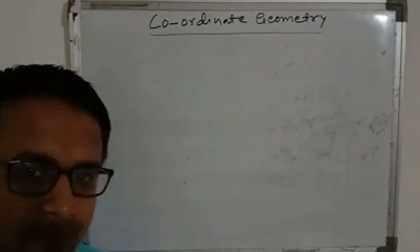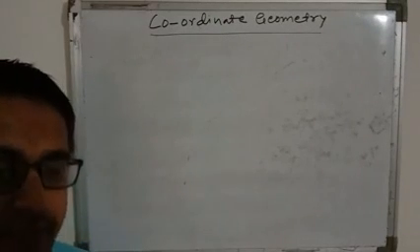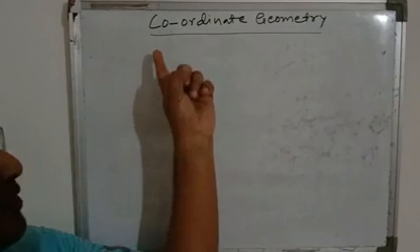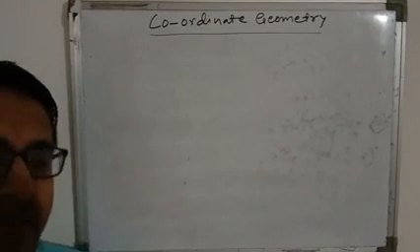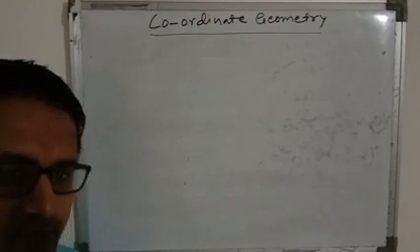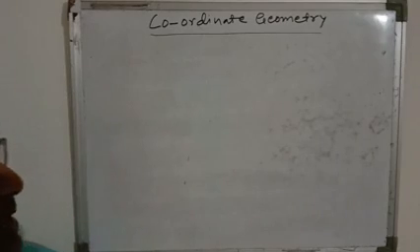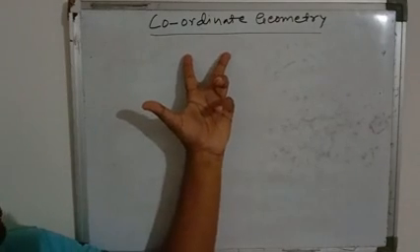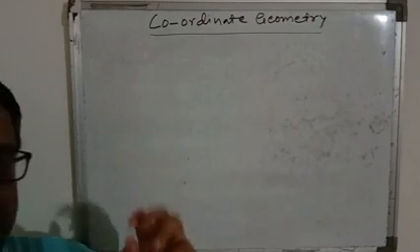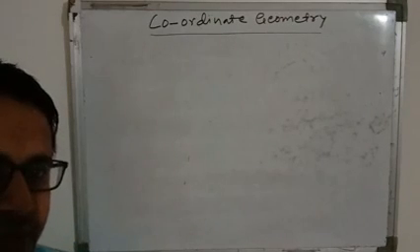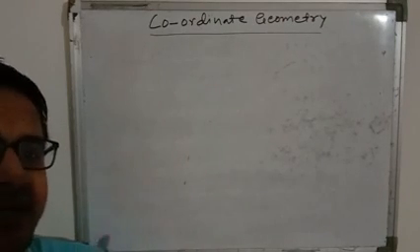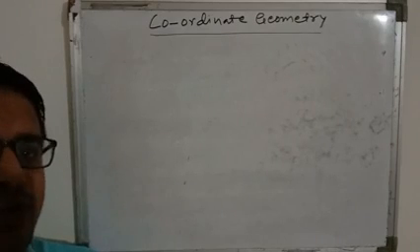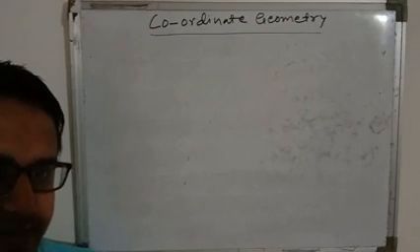Welcome everyone. Today we will start a new chapter, that is coordinate geometry, Chapter 7 in your NCERT book. This topic of coordinate geometry we did in class 9 also. So we will try to recapitulate very quickly those points which we did in class 9.